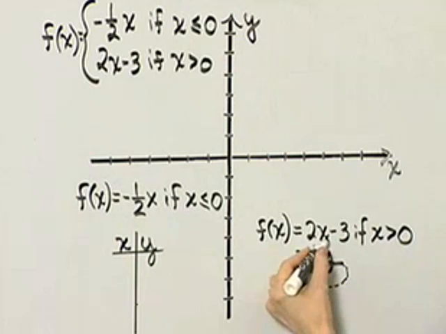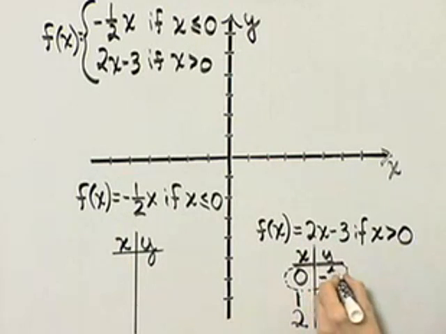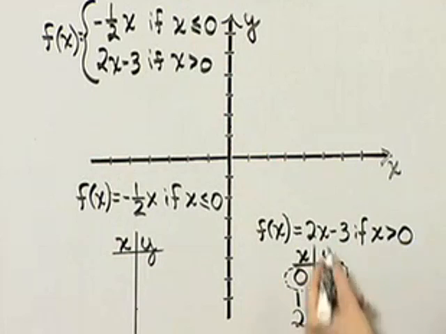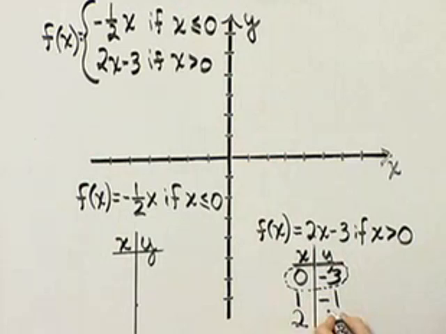So if x is 0, I have -3. I'm using this rule. If x is 1, 2 times 1 is 2. 2 minus 3 is -1. And if x is 2, 2 times 2 is 4. 4 minus 3 is 1.